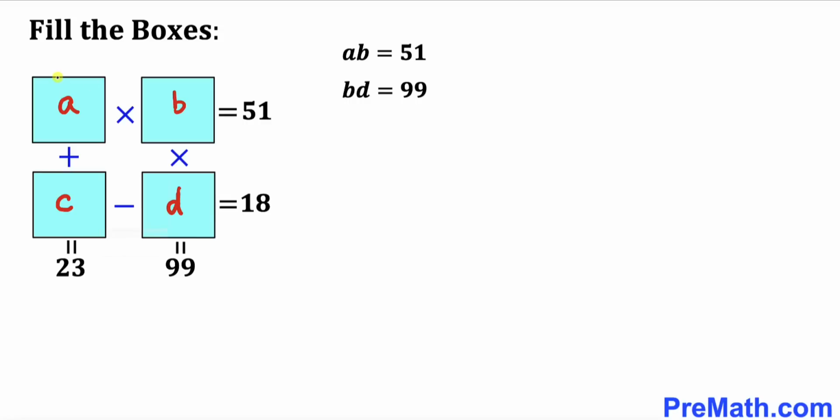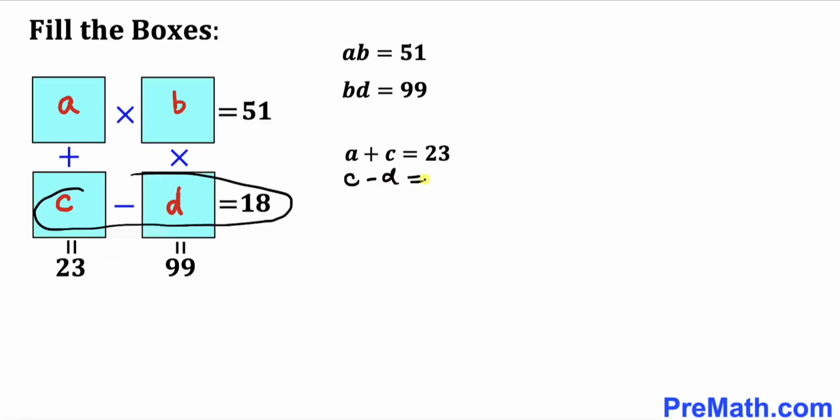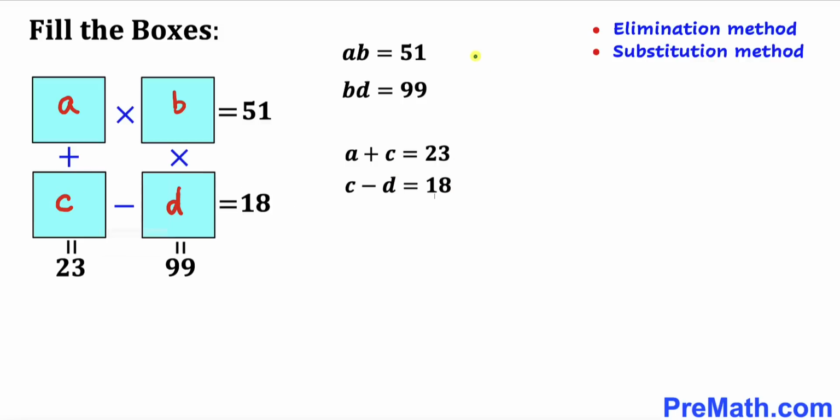Now let's focus on these boxes. a plus c equals 23. Let me write down a plus c equals 23. And finally, c minus d is supposed to be 18. Let me write down c minus d equals 18. Now we can see that we have these four equations, and we are going to solve them by using the elimination method as well as the substitution method.